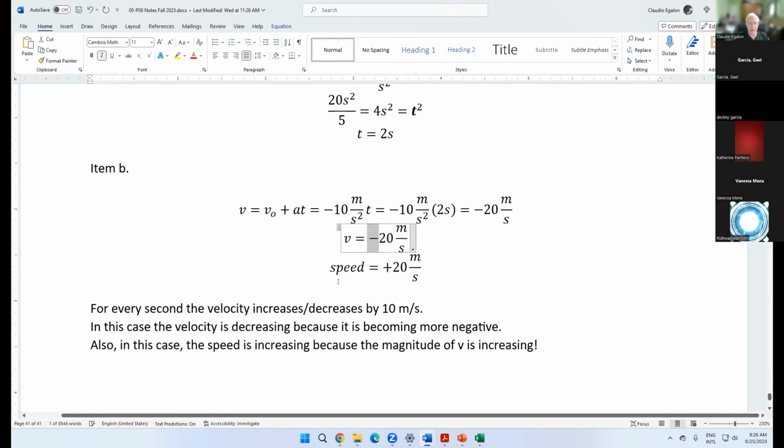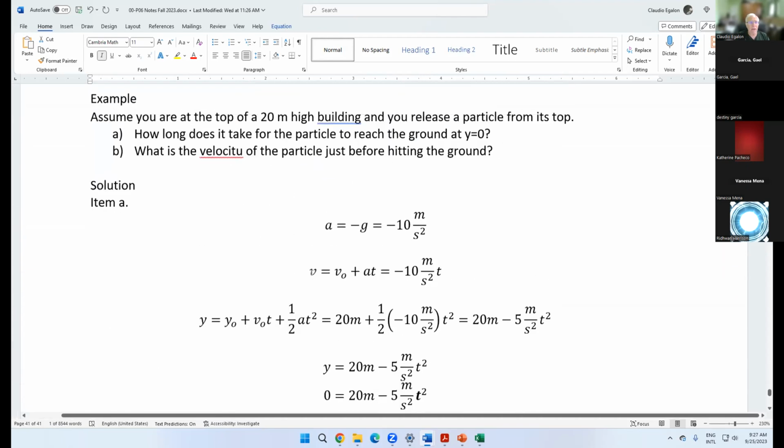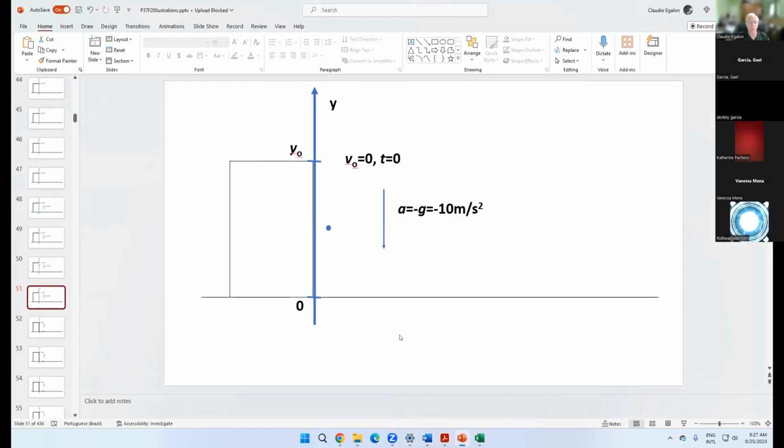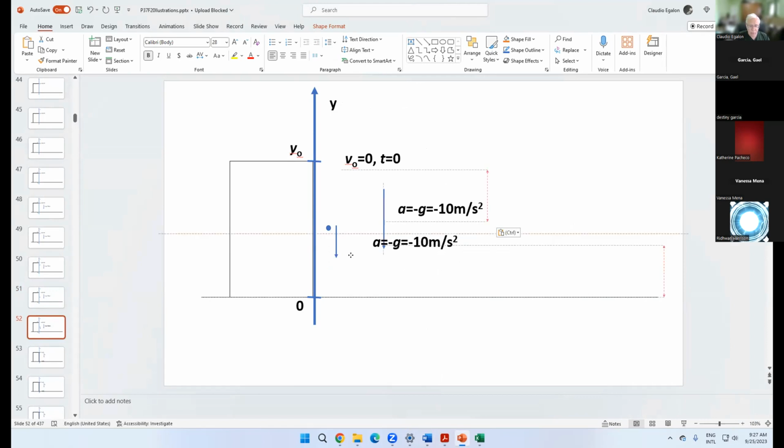This negative sign of the velocity implies that the direction of motion here is downwards. That's what this negative means, instead of upwards. So here we go. And we represent this direction of motion as this downward arrow. And notice that the direction of the velocity coincides with the direction of the acceleration. Okay, it's not always this way.